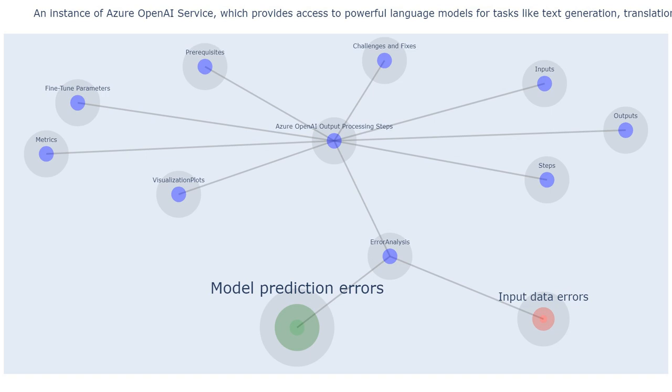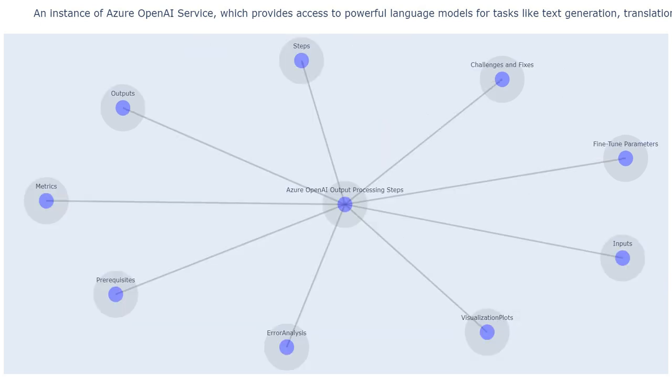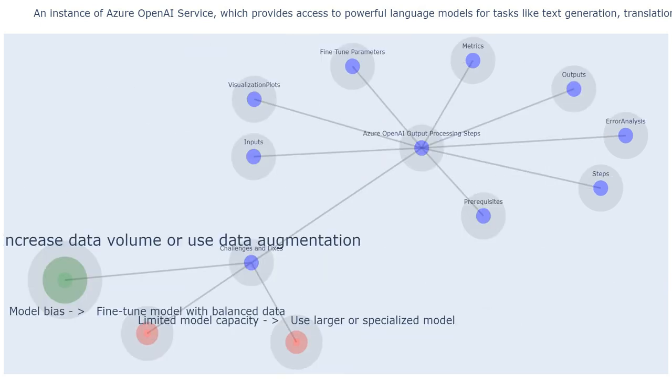Challenges and fixes. Insufficient training data can lead to the language model making inaccurate predictions or generating low-quality outputs. This problem can be addressed by increasing the volume of training data or by using data augmentation techniques to create more diverse training examples. For example, you could use data augmentation techniques to create synthetic text examples that are similar to the real data but with slightly different variations.